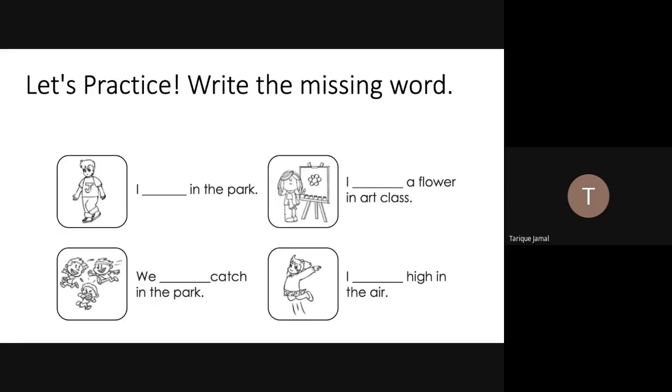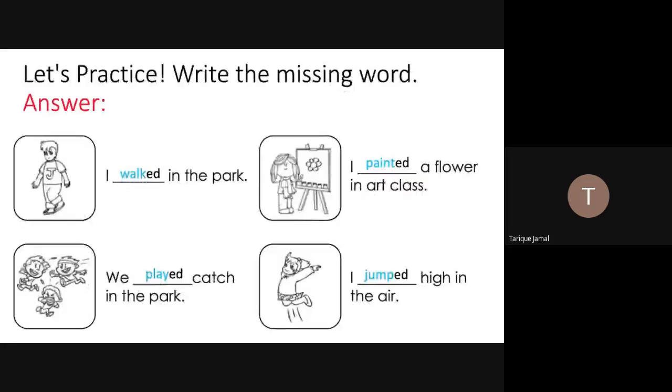Alright, let's move on to the next slide to see if you guys were thinking right. As the picture says, for the first one, someone is walking, right? We know that, and we have to do that in the past. So, I walked in the park, and then that's a painting, right? So, I painted a flower in art class. We played catch in the park, and then there's a jump, right? So, I jumped high in the air.